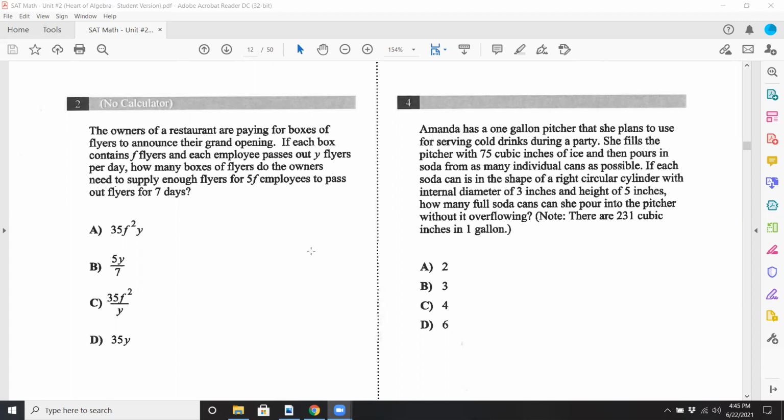So let's just take a deep breath. This would be number 15 out of 15. This would be a hard question for sure, but it's totally doable. What you say is that each box has 100 flyers. So that means F is 100. I made that up. You can make it whatever you want. If you wanted to have 77 flyers or 85 flyers, go ahead.